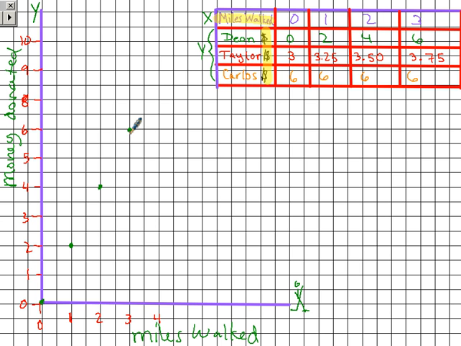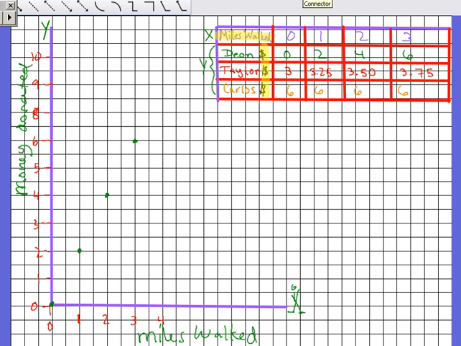Okay, so there's Dion. Just to help me keep track of this, I am going to connect those with a line. I just have to make sure it matches up with my dots, and I can extend it because it's a linear relationship, meaning it's making a straight line.